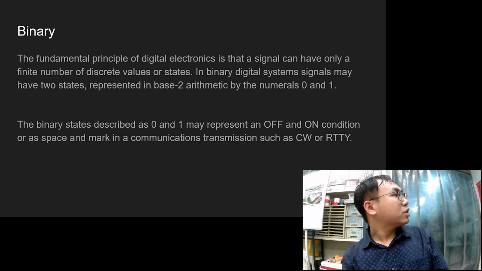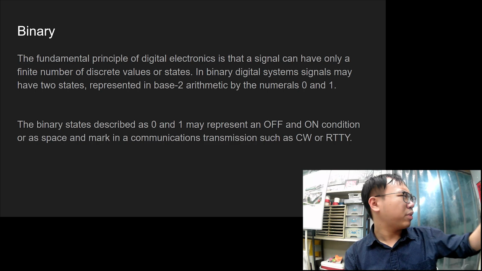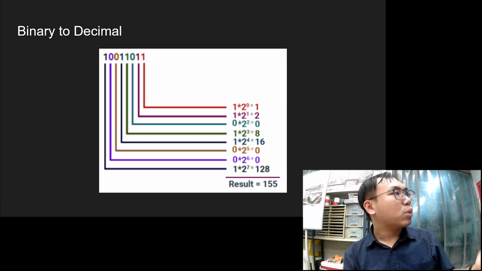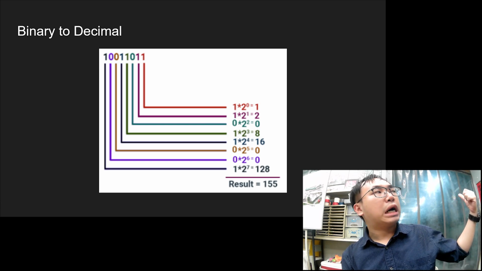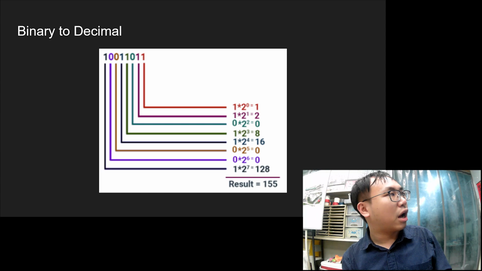So you see the on and off conditions, or the space and the mark, in CW and RTTY. We make use of the binary system, and also in computers we make use of the binary system, base 2. And how to do the calculation from binary to decimal? They will give you something like 1000011. We go to the last digit, which is 2 to the power 0.